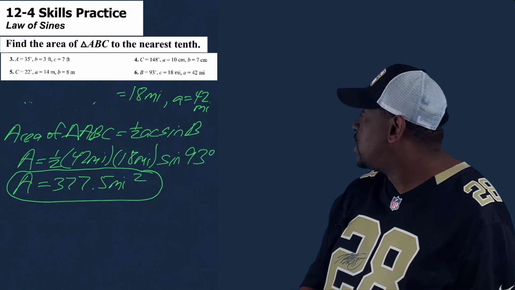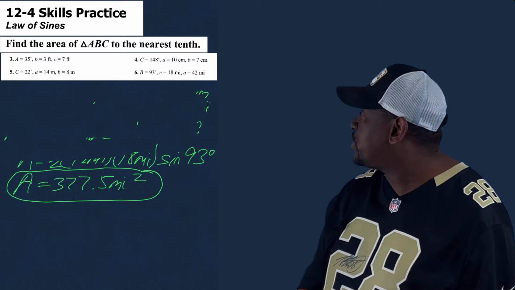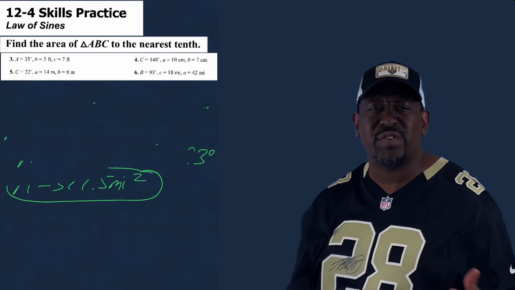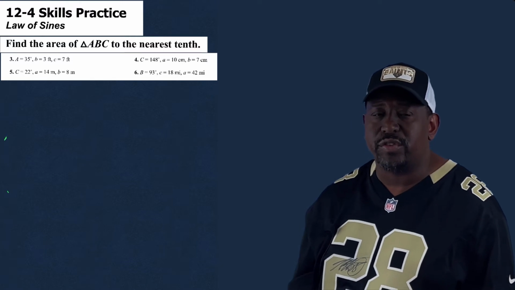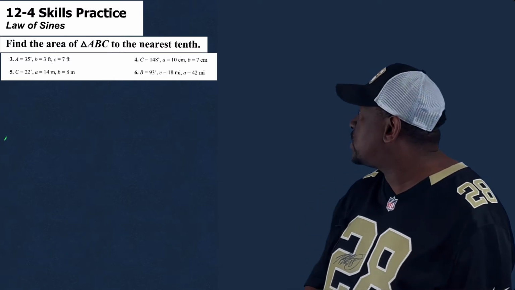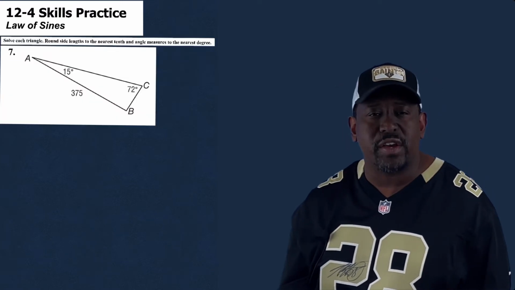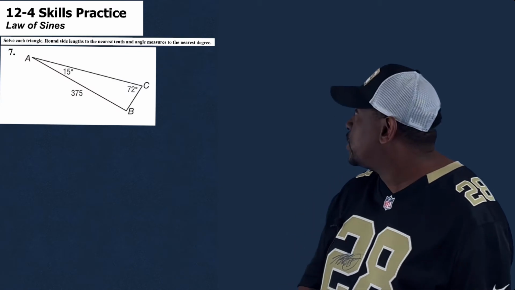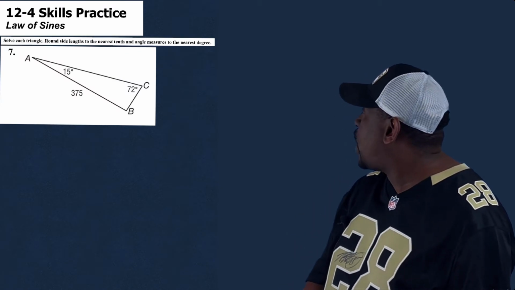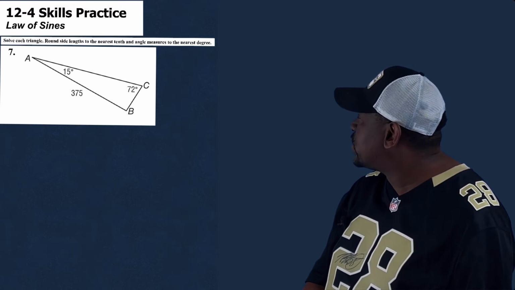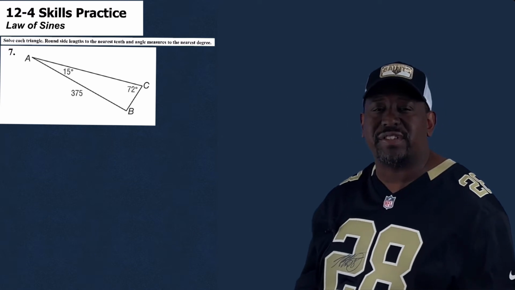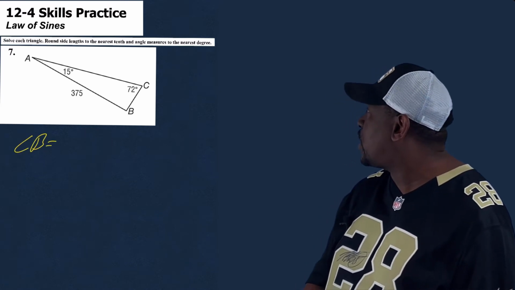So we're done with that problem. Whether you're given a figure or not, if you have the right sides and angle, you can use that area formula to solve for the area of triangle ABC. So now we're going to do a different problem where we're going to solve each triangle, round side lengths to the nearest 10th and angle measures to the nearest degree. So whatever angles and sides we're not given, we're supposed to solve for.